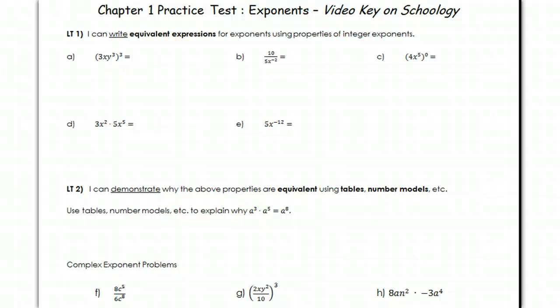Hi everybody. Here is an example of some of the answers to the practice test for Chapter 1. It covers exponents and then later on perfect squares and cubes. So thanks for looking at this answer video.